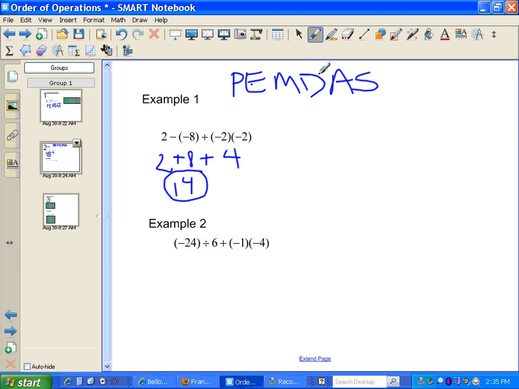Now I know in PEMDAS it says multiplication before division, but if we remember to write our little arrows on top, that means that we do any multiplication or division, whichever comes first, working from left to right, the way we read. So that means we're going to do this division operation first. -24 divided by 6, -4, plus -1 times -4. Well, that's a +4, and hopefully everyone in your head is saying 0, 0, 0. So there's our answer, 0.